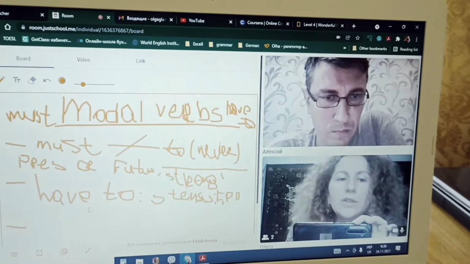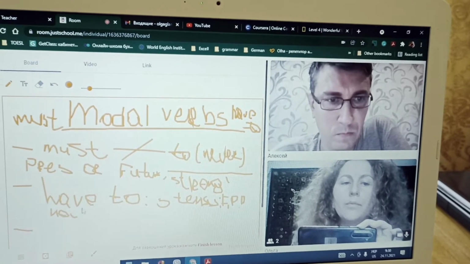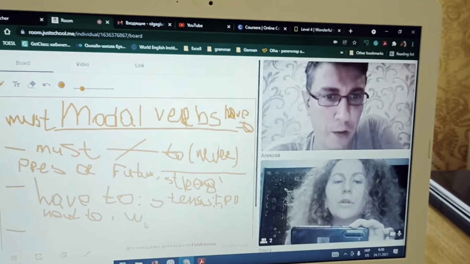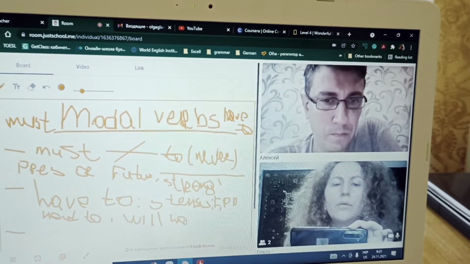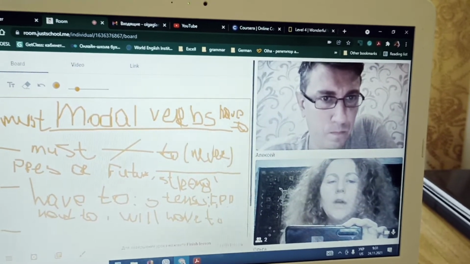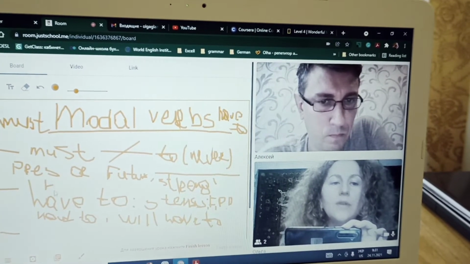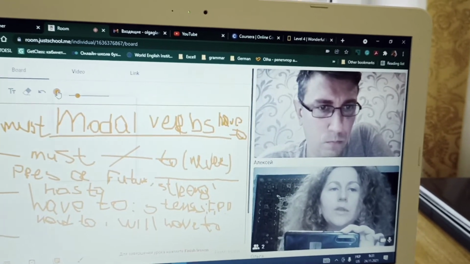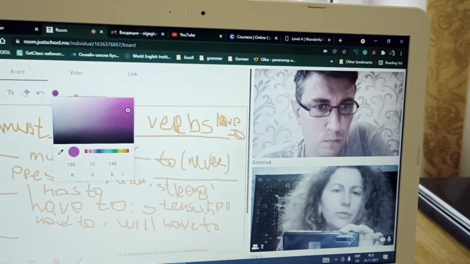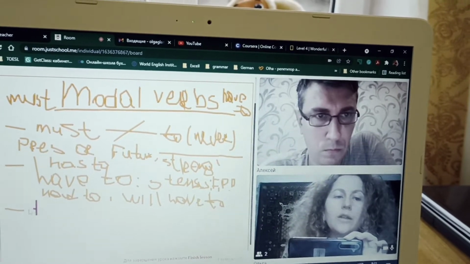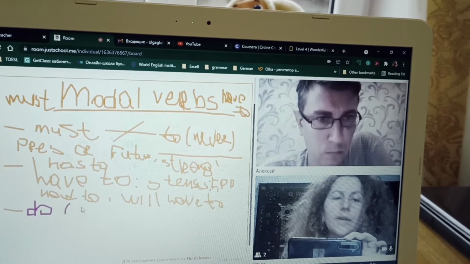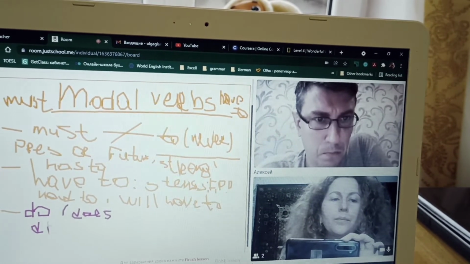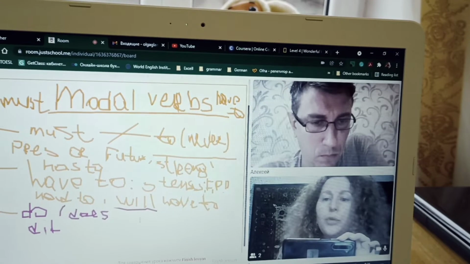It changes with the tenses. In the past, had to. And in the future, will have to. In the present, for the third person, we use has to. Again, what is the exception with this have to? We make questions with the auxiliary verb do, does in the present. In the past, did. In the future, we put will forward.